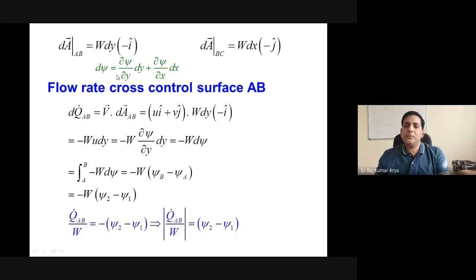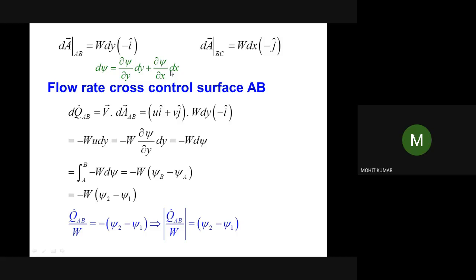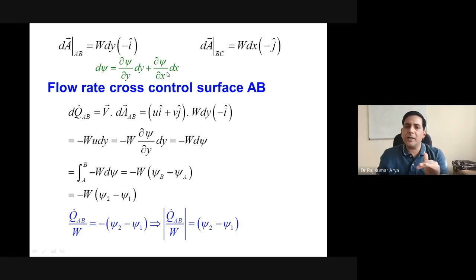Now, if you want to calculate the total derivative of psi, because psi contains both x and y terms, you calculate the partial derivative with respect to y multiplied by dy plus the partial derivative with respect to x multiplied by dx. So this would be your total derivative of psi, because psi is a function of x and y, correct? Correct, sir. Right? Now we want to calculate the flow rate across the section AB.